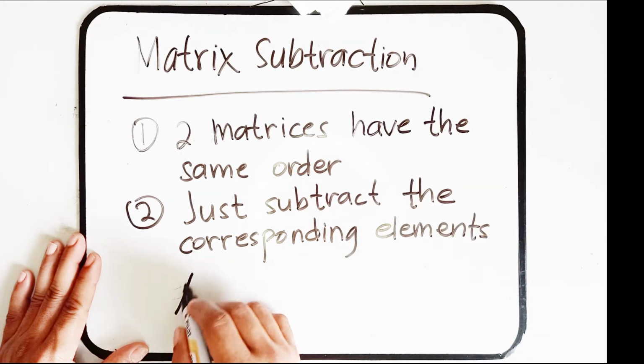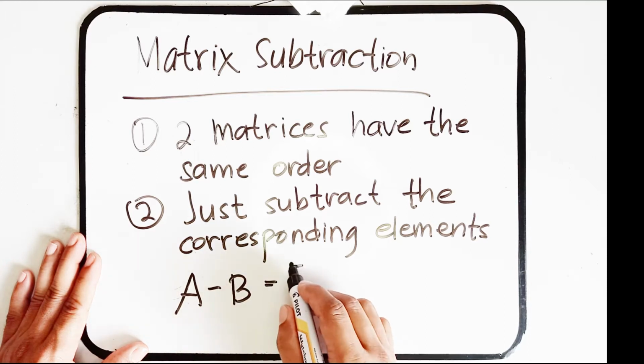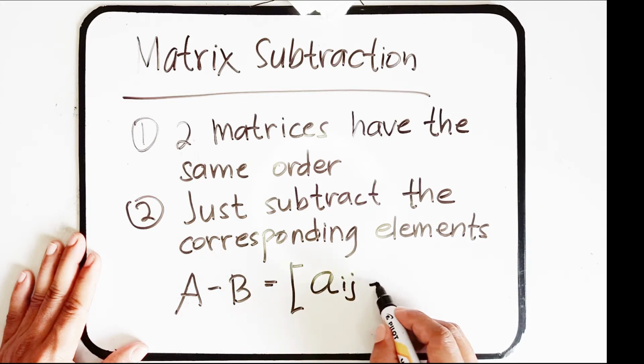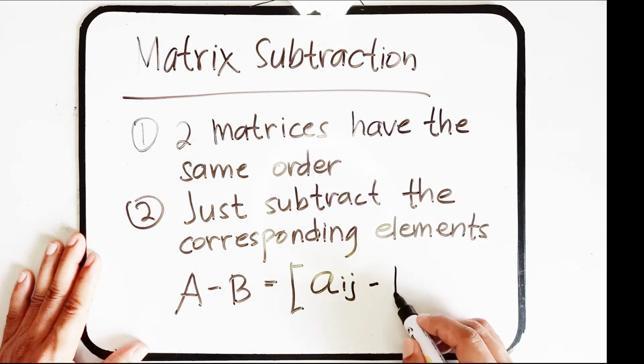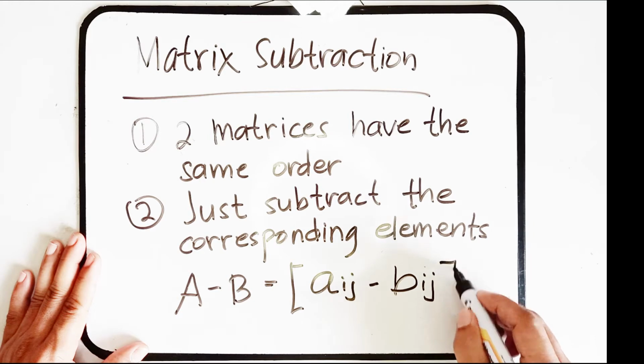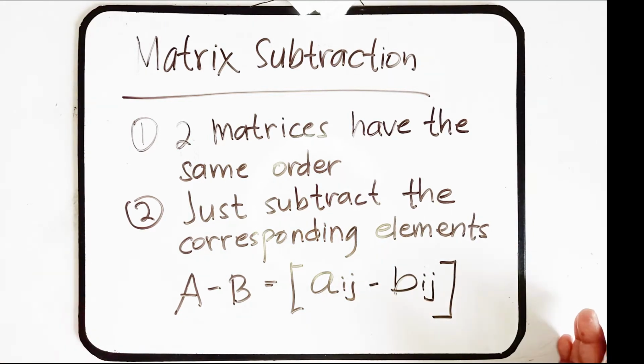So for example, you have a matrix A subtracted with matrix B, then it means that every element of your matrix A must be subtracted with the same position and element in your matrix B. Okay? Almost the same as your matrix addition. You have to remember to follow these two rules.